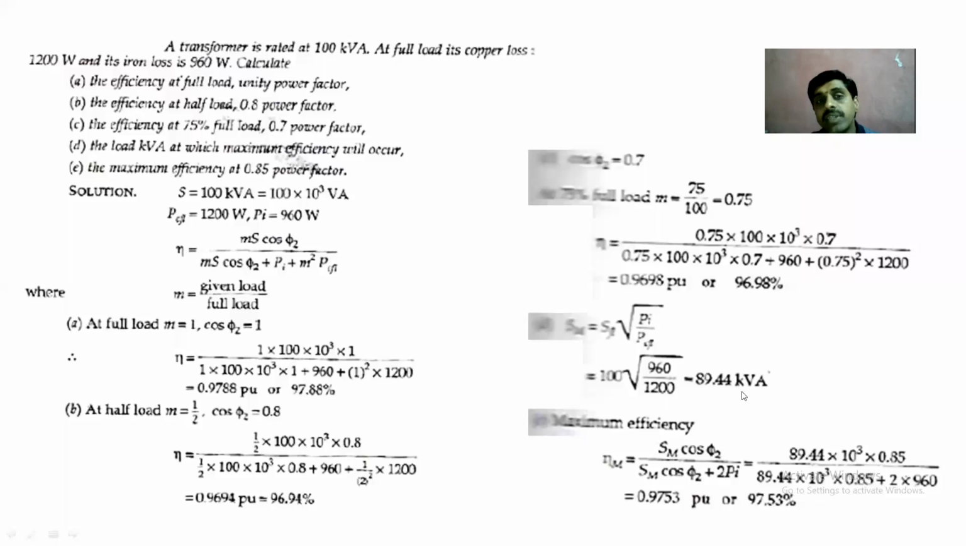So next, maximum efficiency at 0.8 power factor. The formula is VI cos phi divided by output plus iron loss plus copper loss. Because copper loss equals iron loss at maximum efficiency, that is 2 times the iron loss. If you substitute, you will get the maximum efficiency.